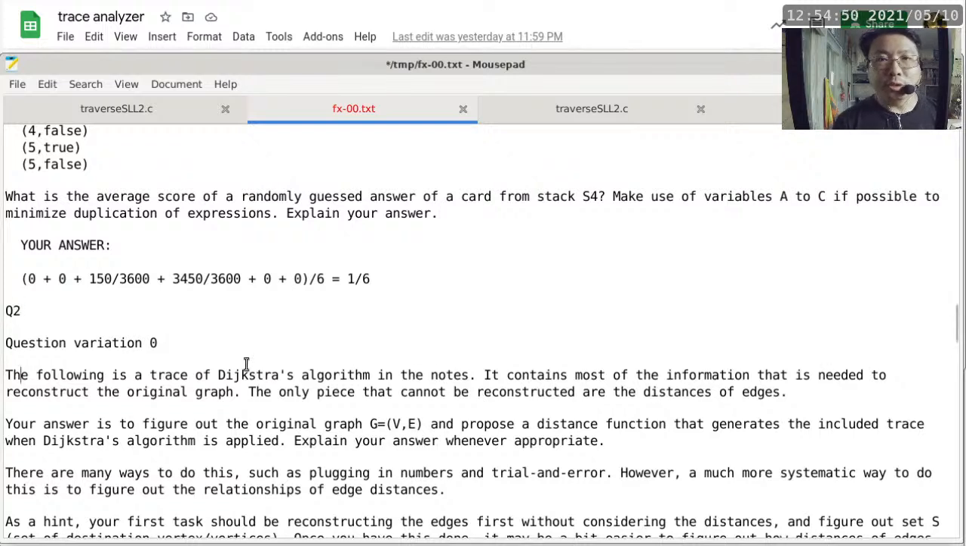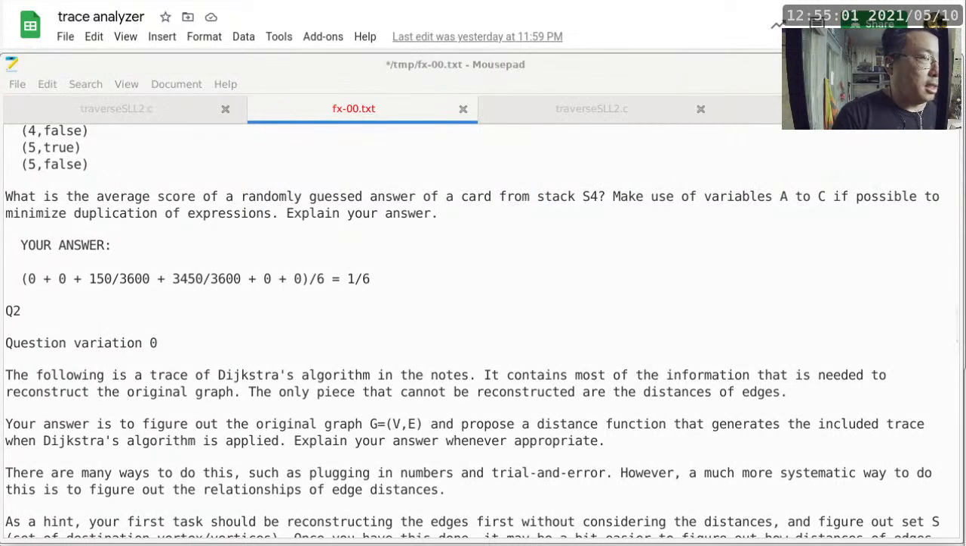Alright, so question number 2 is kind of interesting. The following is a trace of Dijkstra's algorithm. That is posted already, Jack. If you go to the pinned messages, the first one is the text file without the answers.